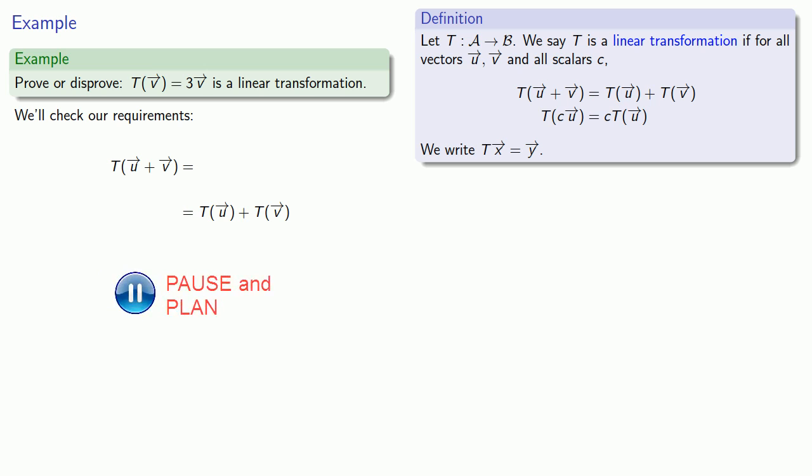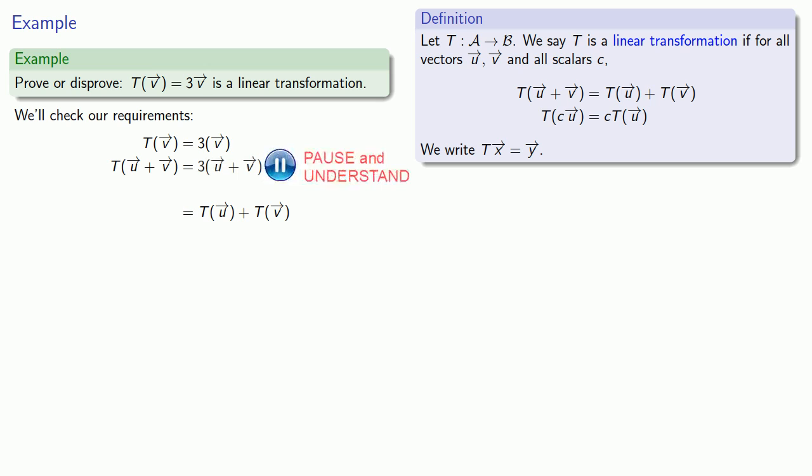So we might begin here at our starting point, and we know that our linear transformation takes whatever vector we give it and multiplies it by 3. So we'll take the vector that we're given, u plus v, and multiply it by 3. Now, since u and v are vectors, we know that we can distribute the scalar multiple 3 among both of them, so this becomes 3u plus 3v.